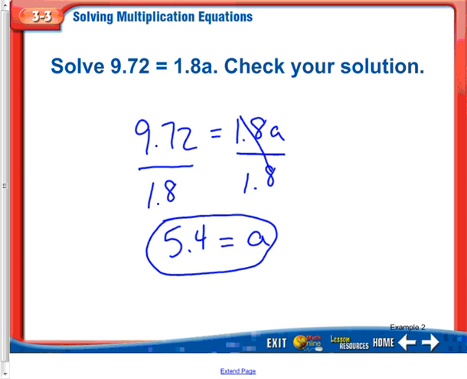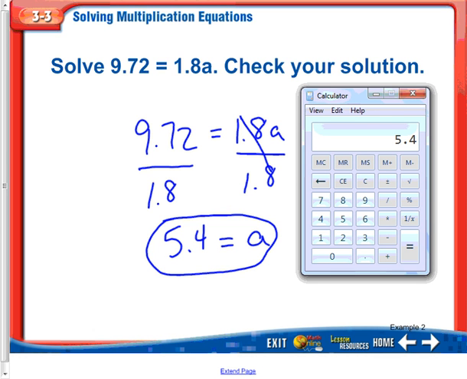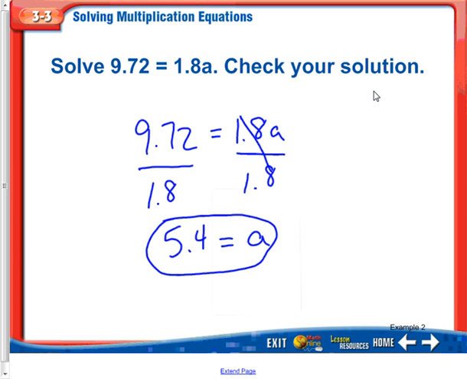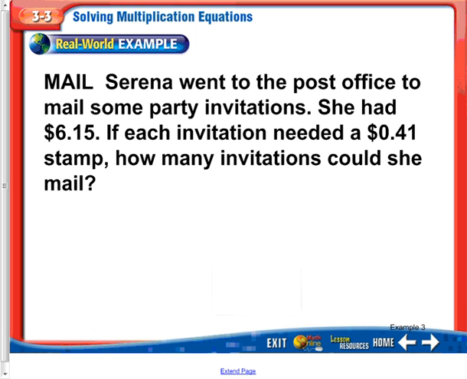Of course, you're going to want to check that problem. So we'll take 5.4 times 1.8, and that does equal 9.72, so we know that it works. All right, so if we remember what we did in lesson 3-1, we were writing equations, but you didn't have to solve them. So today we're still going to be writing equations, and we know they're going to be multiplication equations, but then we're going to have to solve them at the end.